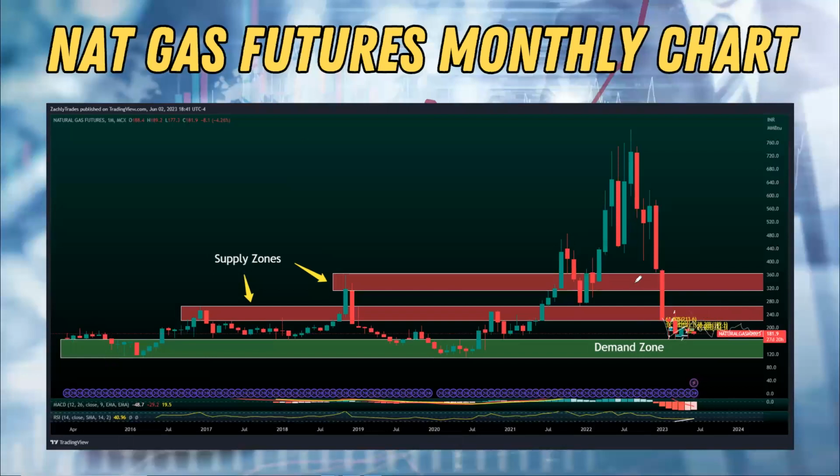When you look at things from a macro perspective, this is where you want to be going long. All right. You don't want to be going long here in no man's land because you're not sure, are we going to head to the supply imbalance and drop back down? Are we going to drop down into the demand zone and head back up?